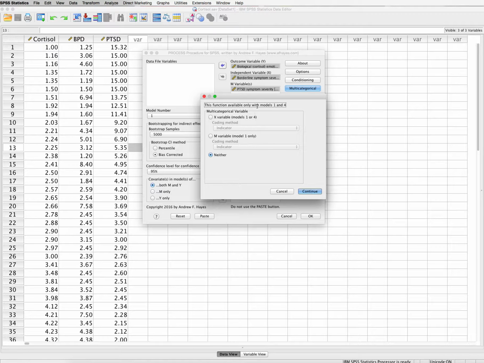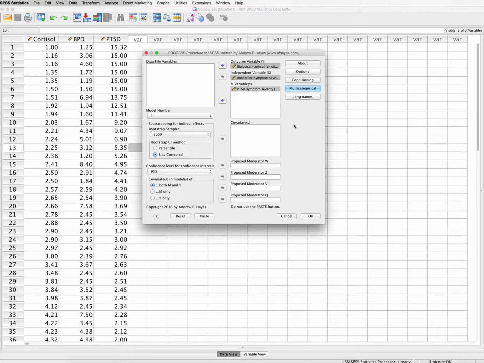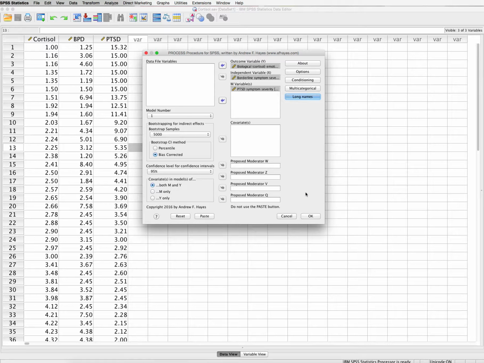For Multi-categorical, we're not going to use this menu since we don't have a categorical variable. This menu is used when you have either a categorical X variable or a moderator variable, and then you can specify what kind of contrast codes you want to run. I'll show you that in the other demo. So for now, we don't need this. Long names: use this when you have data files with variable names longer than 8 characters.